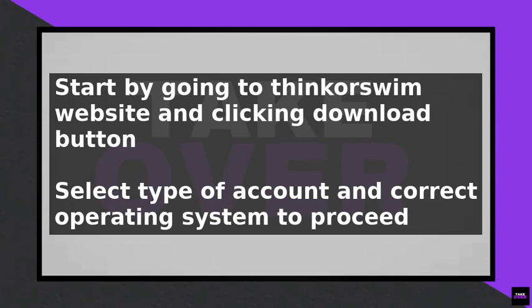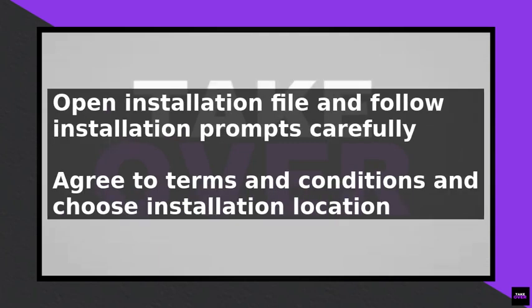When the download is complete, open the file and follow the installation prompts. You will be asked to agree to the terms and conditions and then choose a location to install the software. After the installation is complete, you will be prompted to launch the Thinkorswim platform. You will need to log in with your username and password to access the platform.